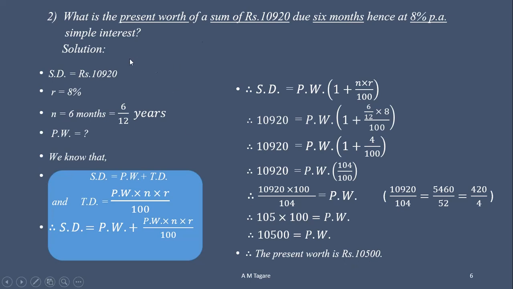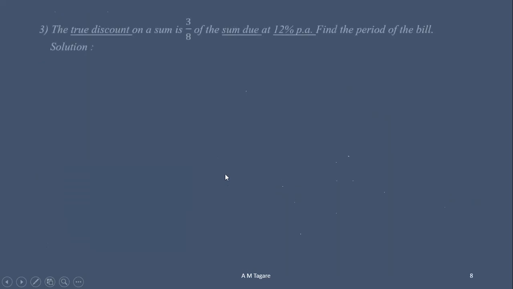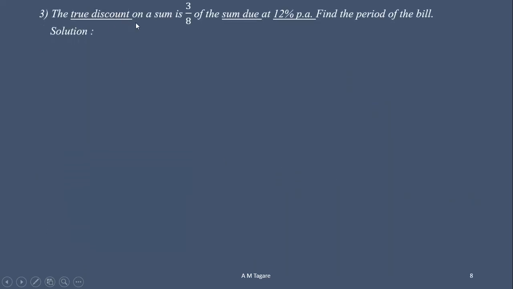Now this is also a straightforward example. Only we have to use this formula, substitute given things and find the required value. Now let us see one more example. The true discount on a sum is 3/8 of the sum due at 12% per annum. Find the period of the bill. Now in this example, a relation between true discount and sum due, it is given. One more thing, rate is given, rate of interest 12% it is given, and we want to find period of the bill, that is value of N.